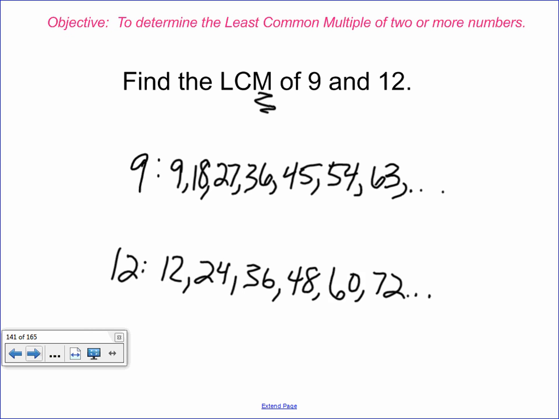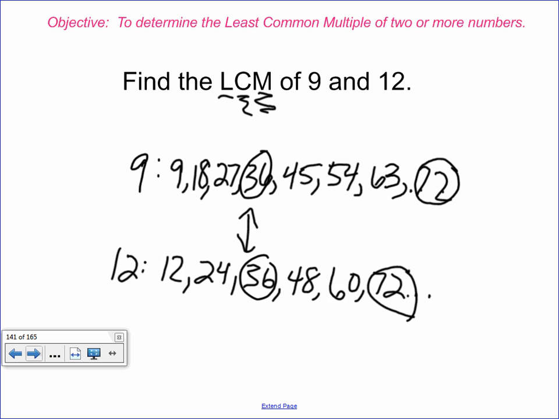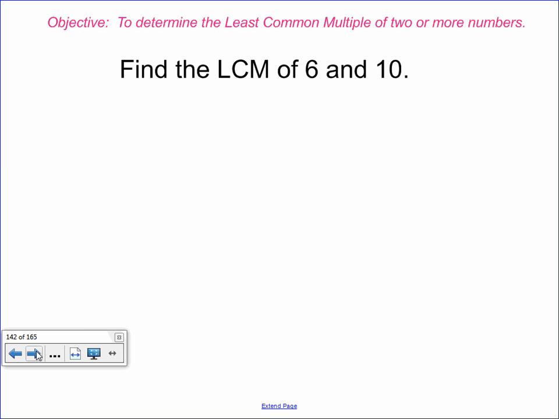All right, now let me find the common ones. Let's see, we've got 36 for both of them. That's the only one so far. If we did 9 times 8, we would see that 72 is also a common multiple. We would keep going in our list, and we could keep finding more and more. However, out of the common ones, we want the least or the smallest. So that would be 36. 36 is the least common multiple of 9 and 12.